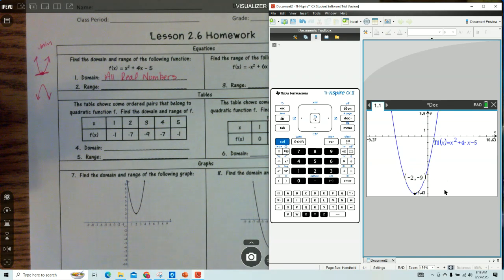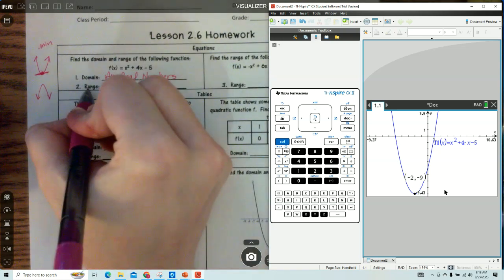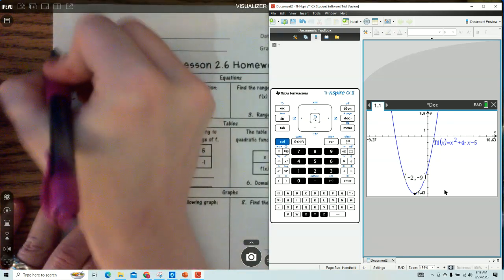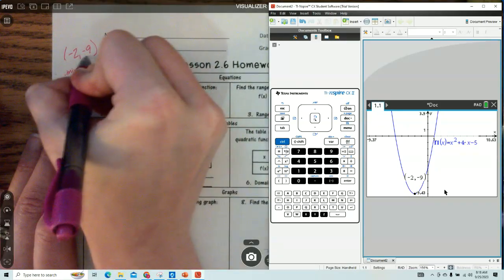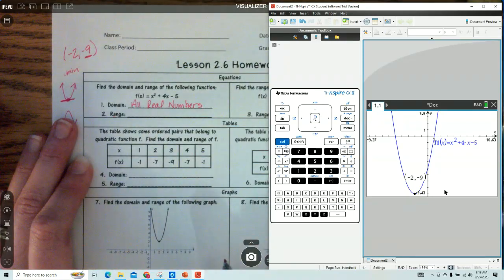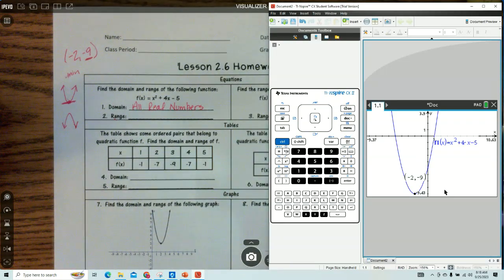So the point is -2, -9. Which of those numbers do you think I need? Because we're talking about range, so we want the y. So if my minimum is at -2, -9, and I'm talking about range, I want that one. So are all my y values, that's my up and down, are they greater than -9, or are they less than -9? They're greater than.